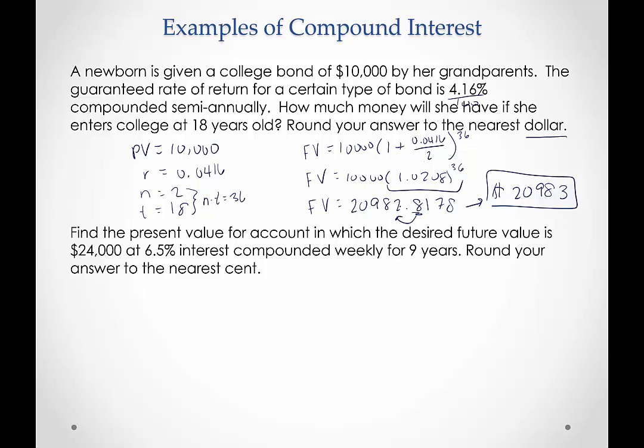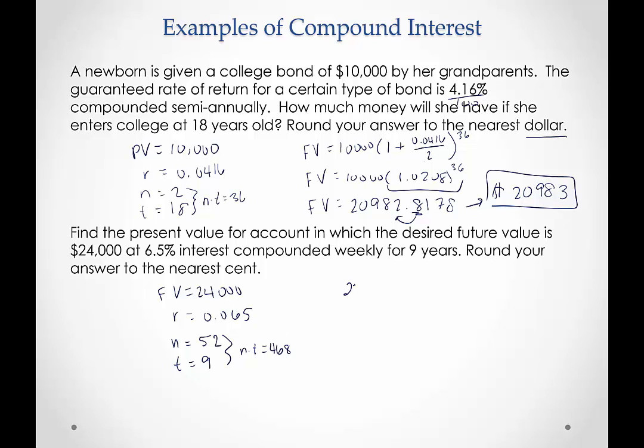Last example, find the present value. So we're missing present value, so we should have a future value. Future value is 24,000. And we have an interest rate of 0.065. And it says that it's compounded weekly, so n is going to be 52. And we're talking about 9 years, so t is 9. Multiplying this together, n times t, we end up with 468.